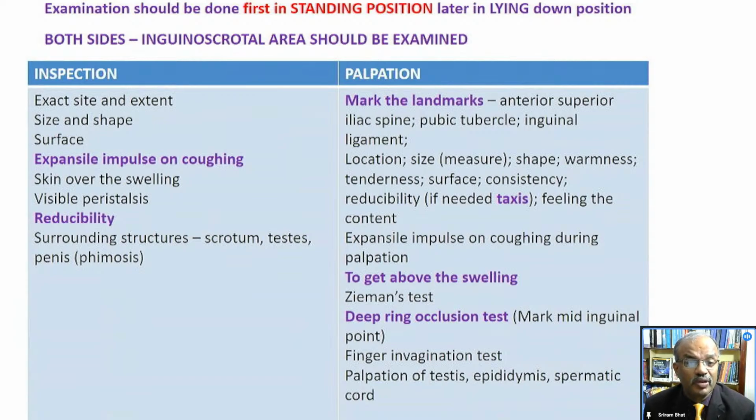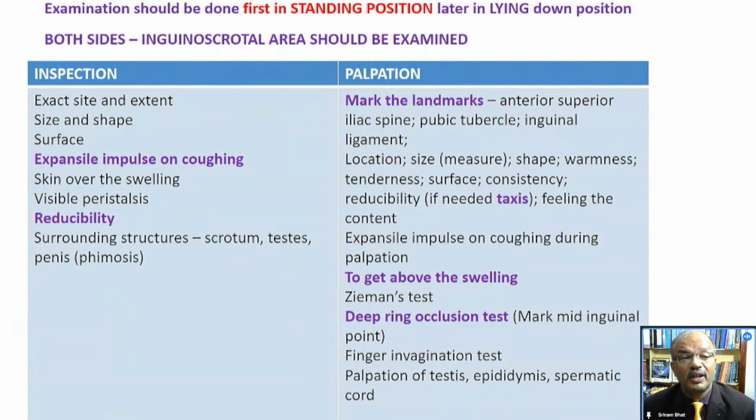So surrounding structures: scrotum, testis, penis, look at dimensions, whether penis is deviated or not. If one side swelling is there like hernia or hydrocele, penis may deviate to the opposite side. That is usually not very important. What is important in hernia is whether there is phimosis or not. So see whether the prepuce can be retracted or not. Phimosis may aggravate the straining and may increase the hernia as such. So these surrounding structures, both sides of the scrotum, we should always inspect.